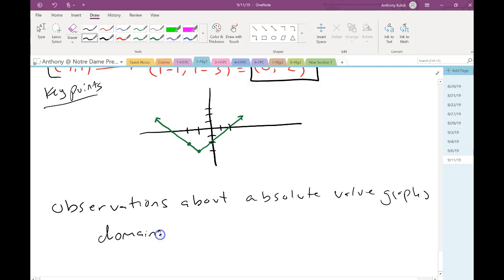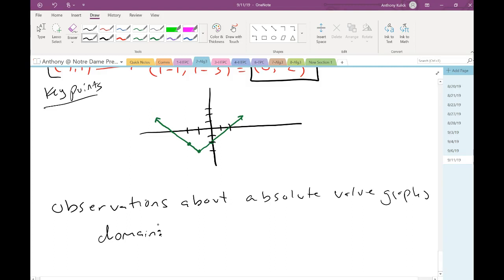So let's look at some observations we can make about these absolute value graphs. When we say observations, really I'm talking about these ways to describe an absolute value function.